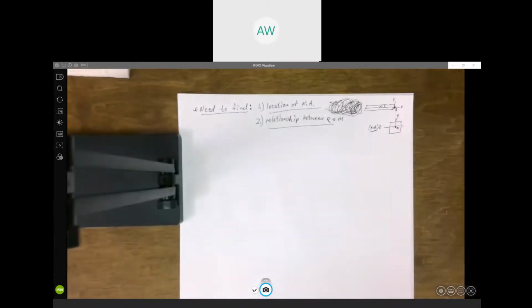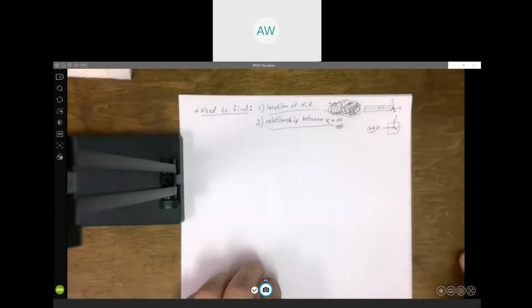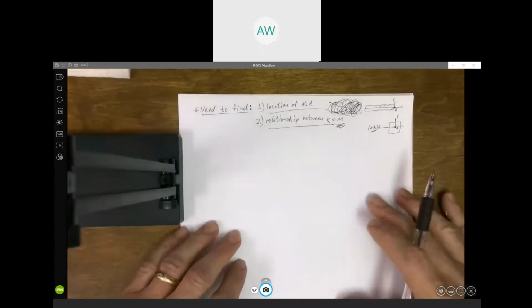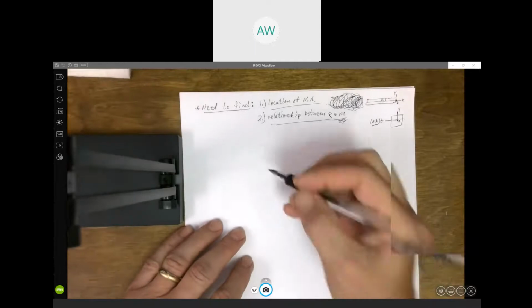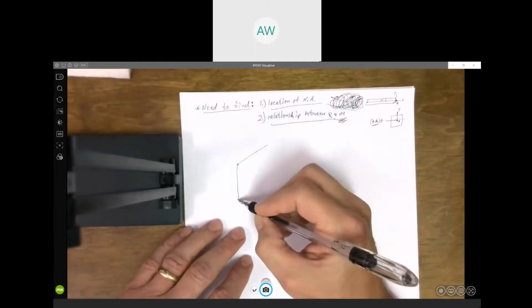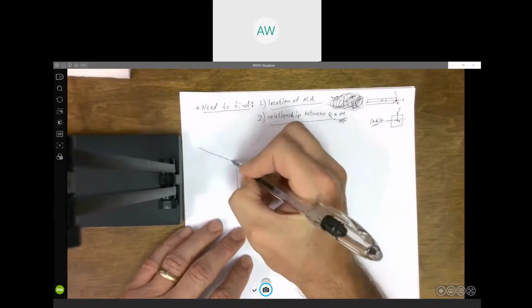Where is that neutral axis located, and what's the relationship between rho and M? We would like to replace that radius of curvature with our applied bending moment instead. All right, so let me draw another picture. We'll try to draw this in 3D so we can see. What we're looking at is a big cross section of a beam.